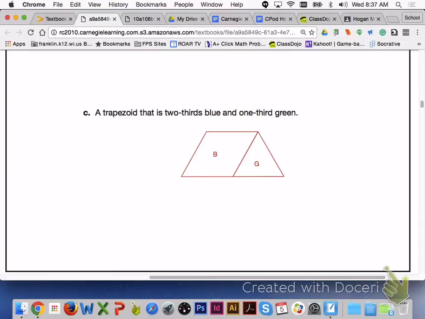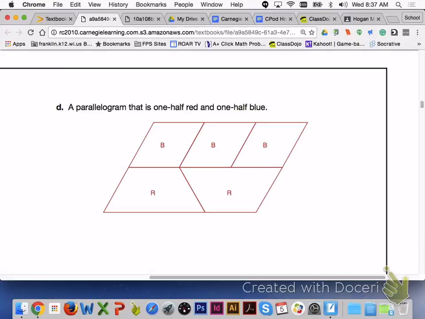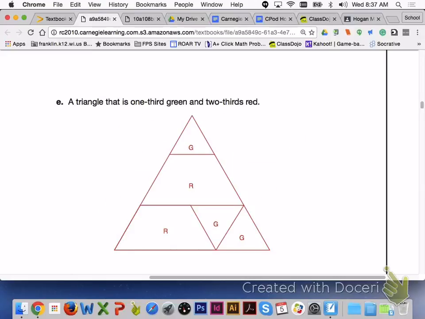Number 3, letter C, here is an example of what your sketch could look like for the description given. Number 3, letter D, here is an example of what your sketch could look like for the description given. Number 3, letter E, here is an example of what your sketch could look like for the description given.